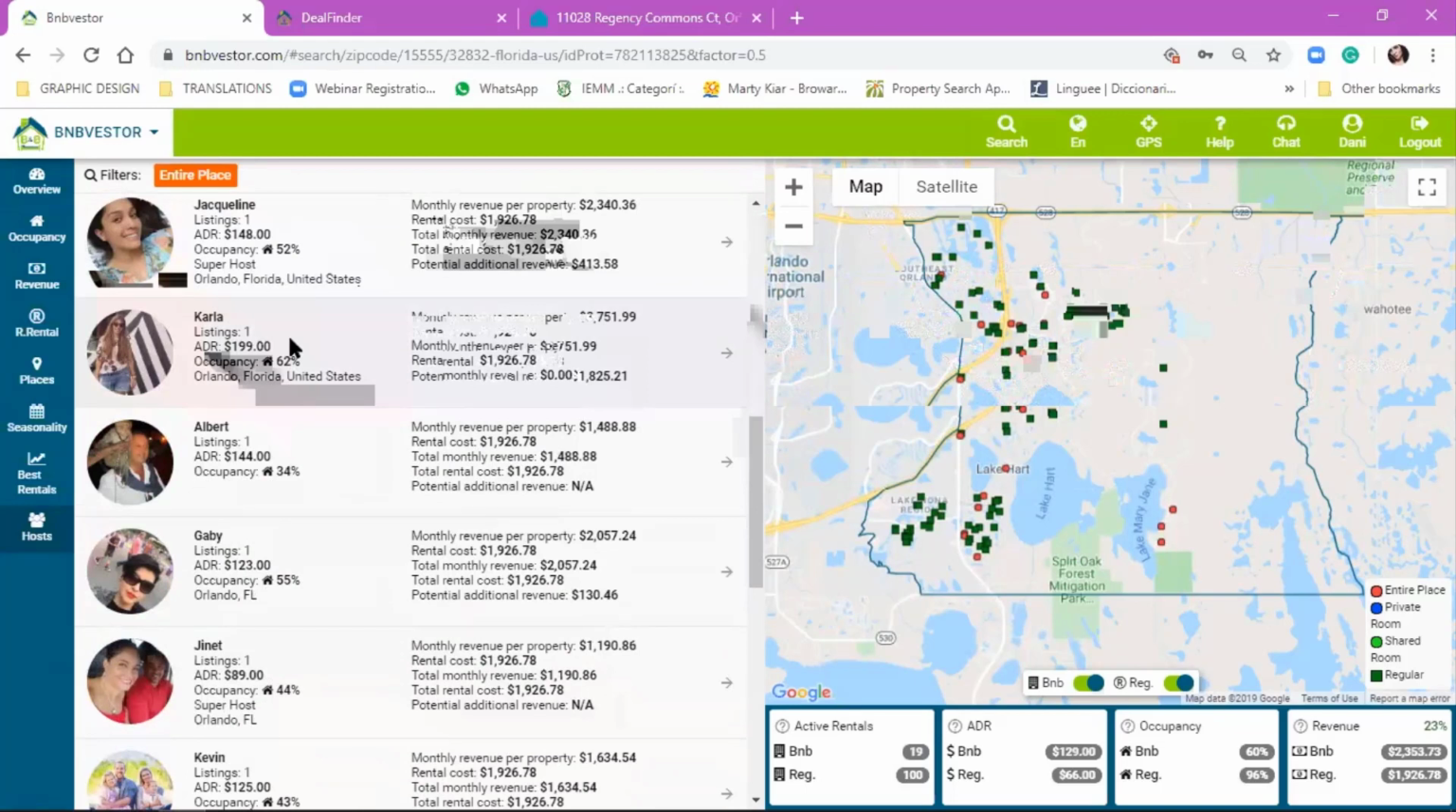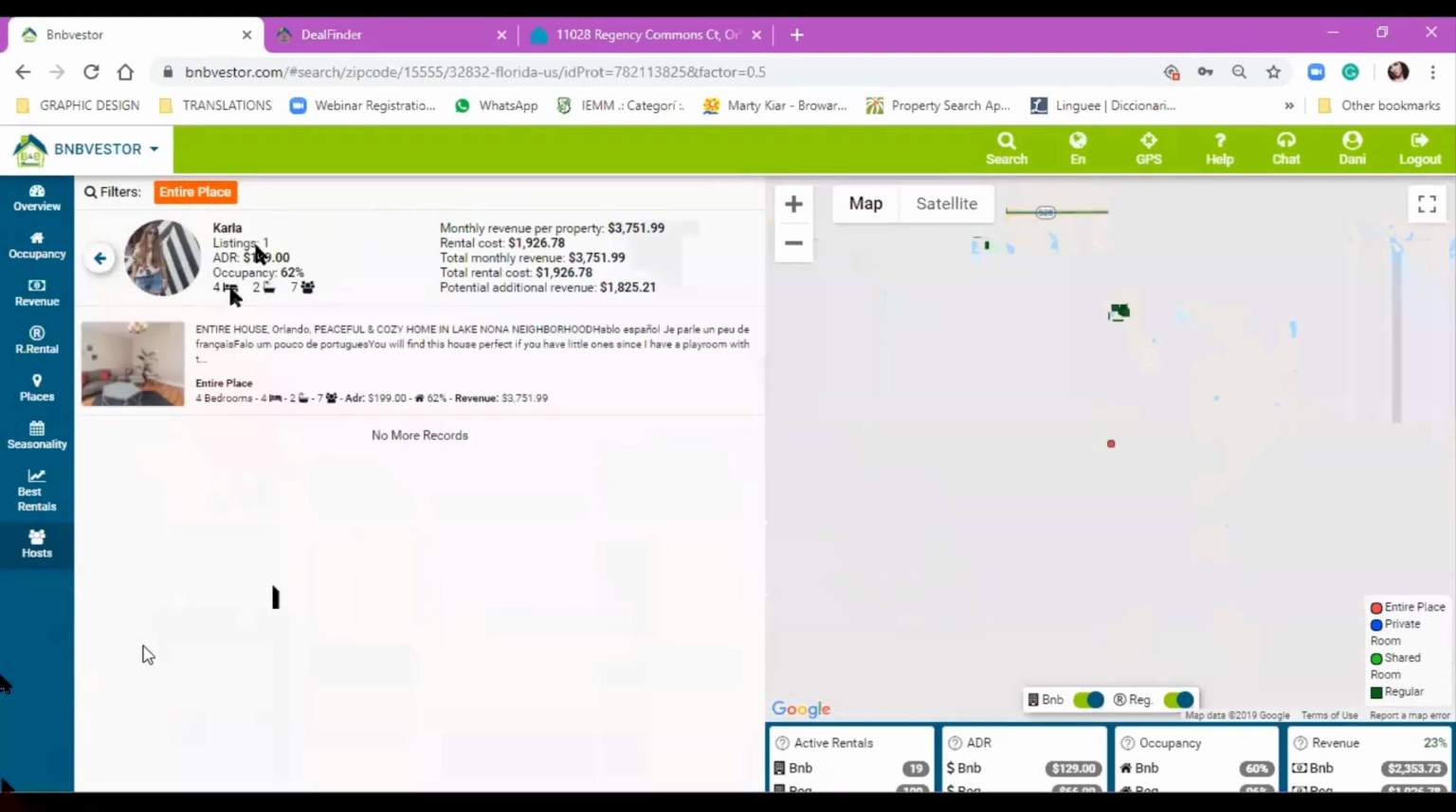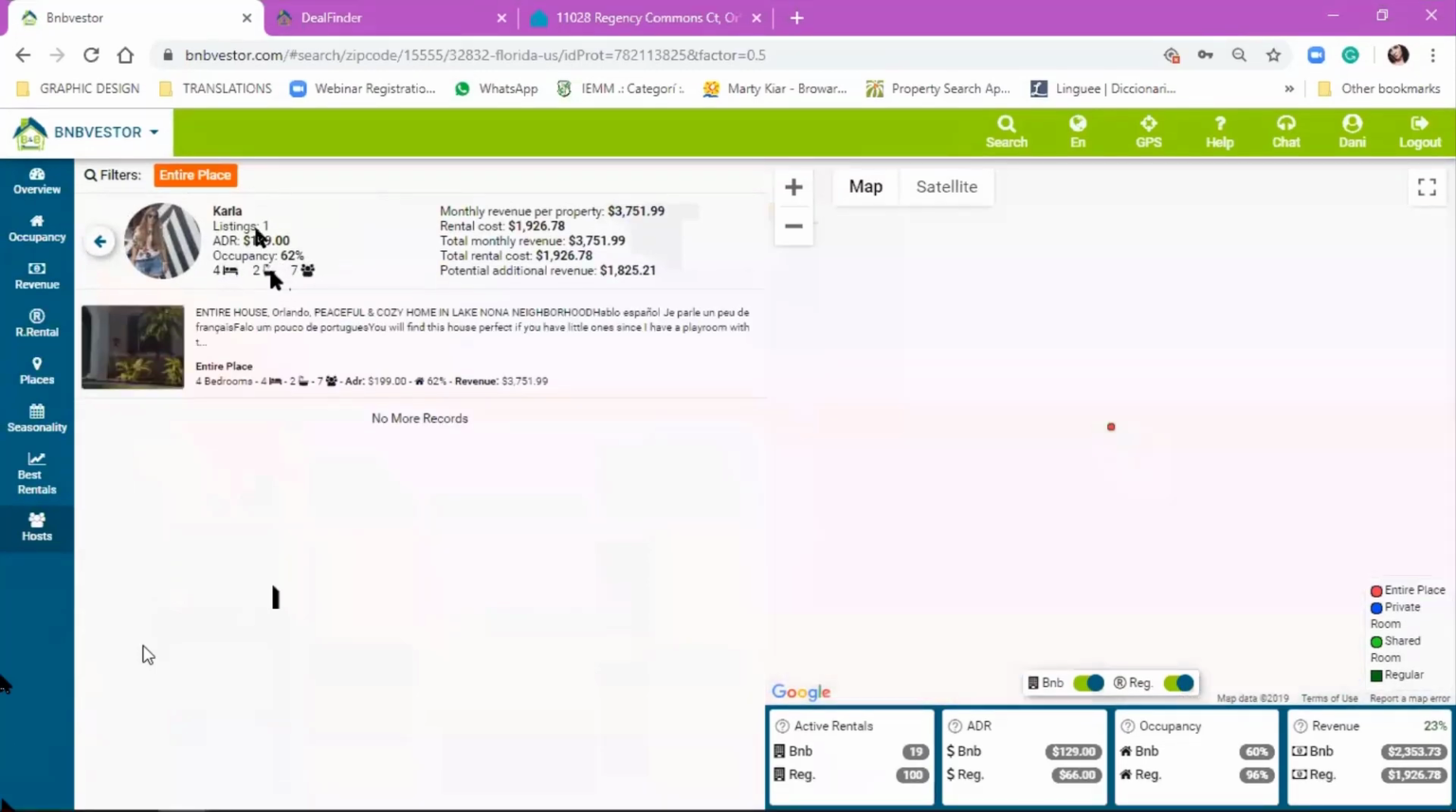Okay, let me show you this host in particular. This one and then Kevin. So we have over here Carla with one listing. It's a 4-bedroom, two bath, two beds. I'm sorry, 4 beds, 2 bath, and she must have a sofa bed in the dining room or something, because you can fit in 7 people as well.